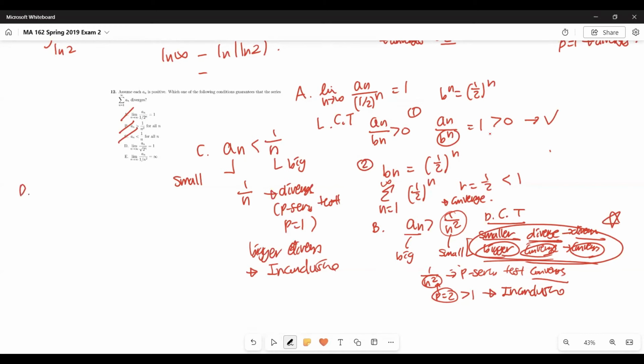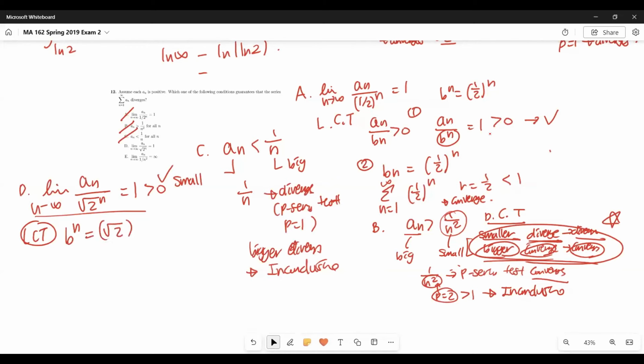Let's look at option D. Limit as n goes to infinity of a to the n over square root of 2 to the n is equal to 1. Okay, so for this one, we're going to use the limit comparison test. So at least this value is already equal to 1, which is greater than 0. So the first condition is met. Let's look at the b to the n part. B to the n is equal to square root of 2 to the n.